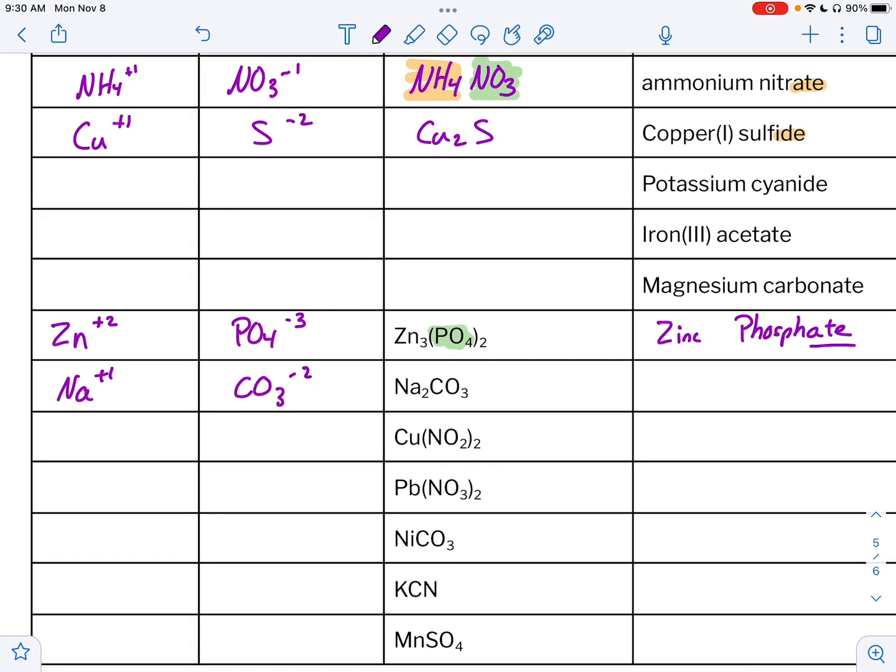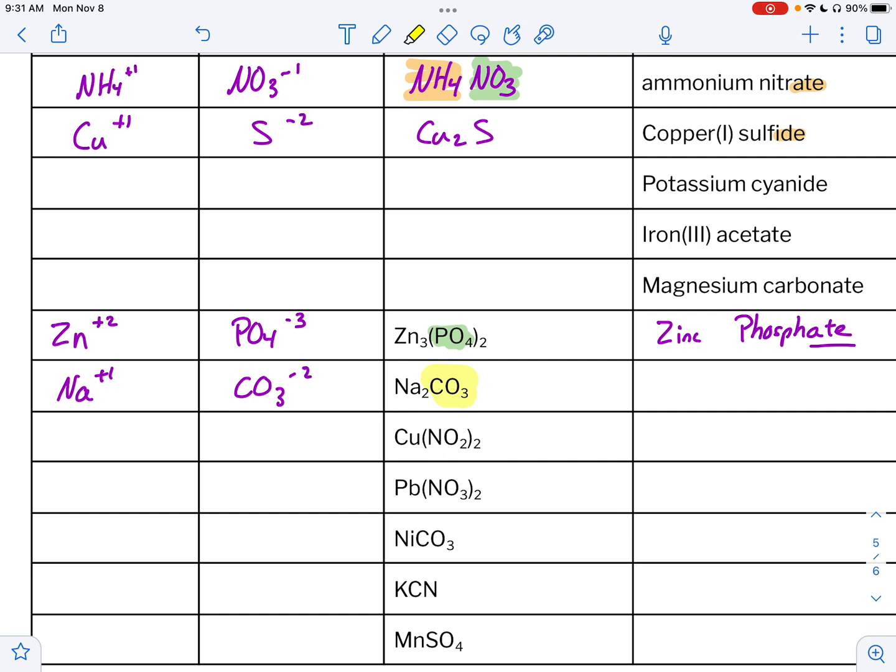Again, if we're going to be writing the name from the formula, identify the polyatomic ion first. In this case, phosphate is highlighted in green. There are 2 phosphates and there are 3 zincs. So the charge of zinc is always a +2. We don't need a Roman numeral for that, but we do need to have 3 of them in this compound in order to balance the charges and have a compound work with ionic charge.